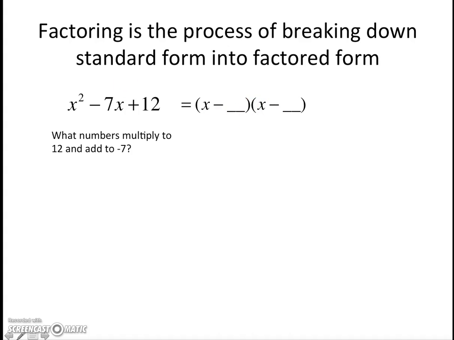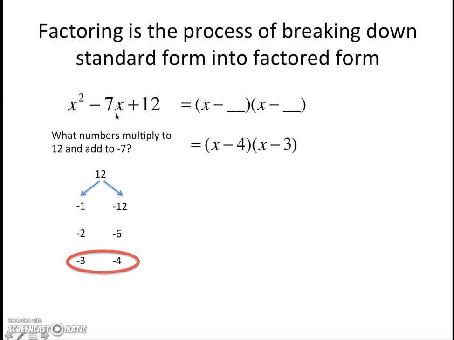To find those two numbers, I asked myself, what number multiplies to positive 12 and adds together to give me negative 7? So I'm going to take a look at 12. I'm going to look at all the factors. Negative 1 times negative 12, negative 2 times negative 6, negative 3 times negative 4. That's going to give me my negative 7 that I need. So I'm going to drop those into the last terms of the factored form. So x squared minus 7x plus 12 is equal to x minus 4 times x minus 3. So here's our standard form. Here's our factored form.